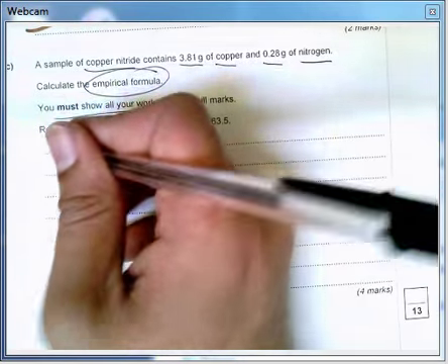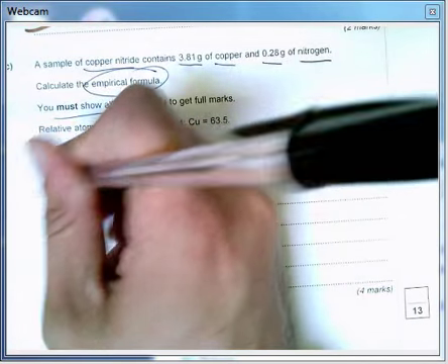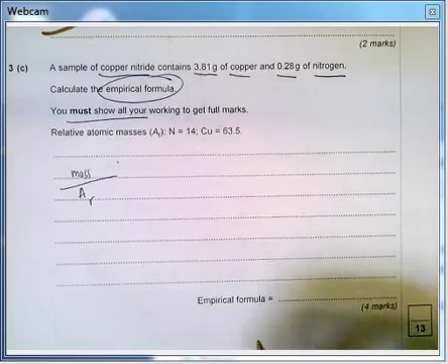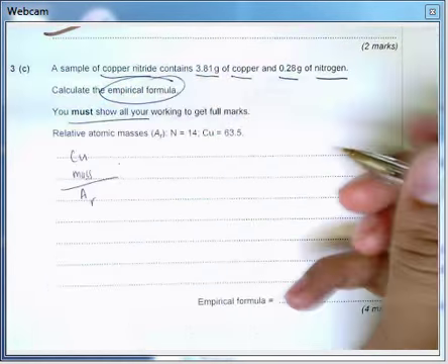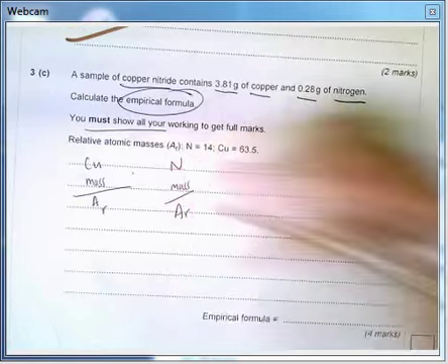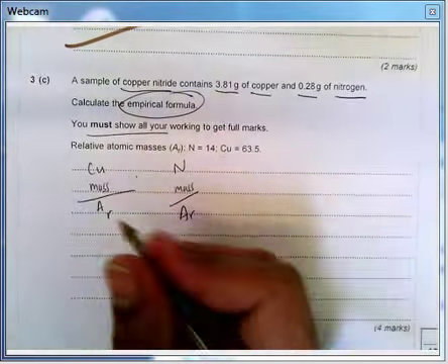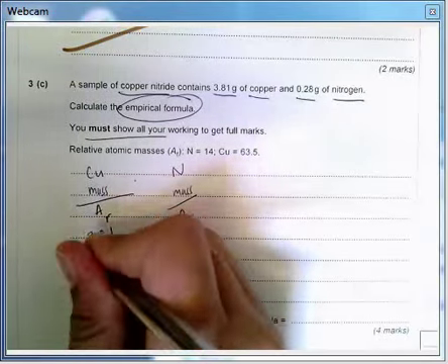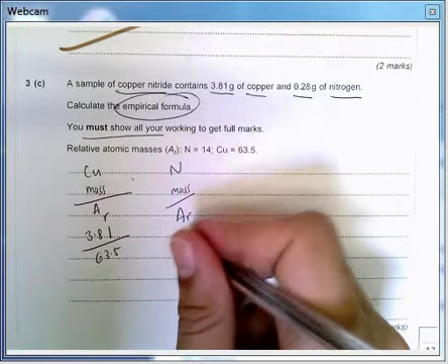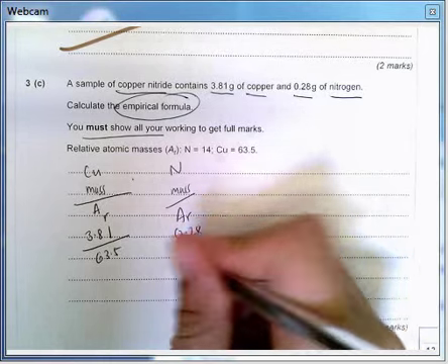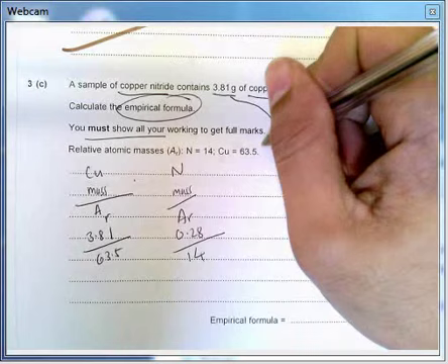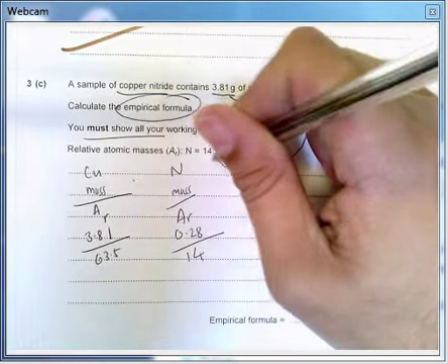What you actually need to do is to take the mass and divide it by the relative atomic mass for each of them. Okay, so you need to do that for copper, and you need to do it for nitrogen. Mass divided by relative atomic mass. So let's do that. We've got 3.81 divided by 63.5, and then you've got 0.28 divided by 14. Okay, so you can see that up here. Copper with copper, nitrogen with nitrogen.